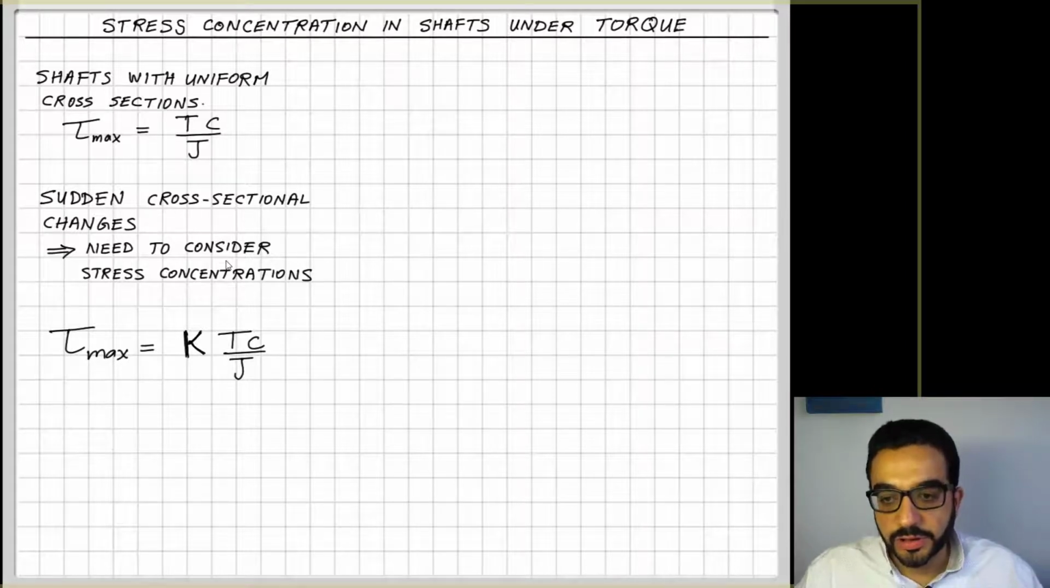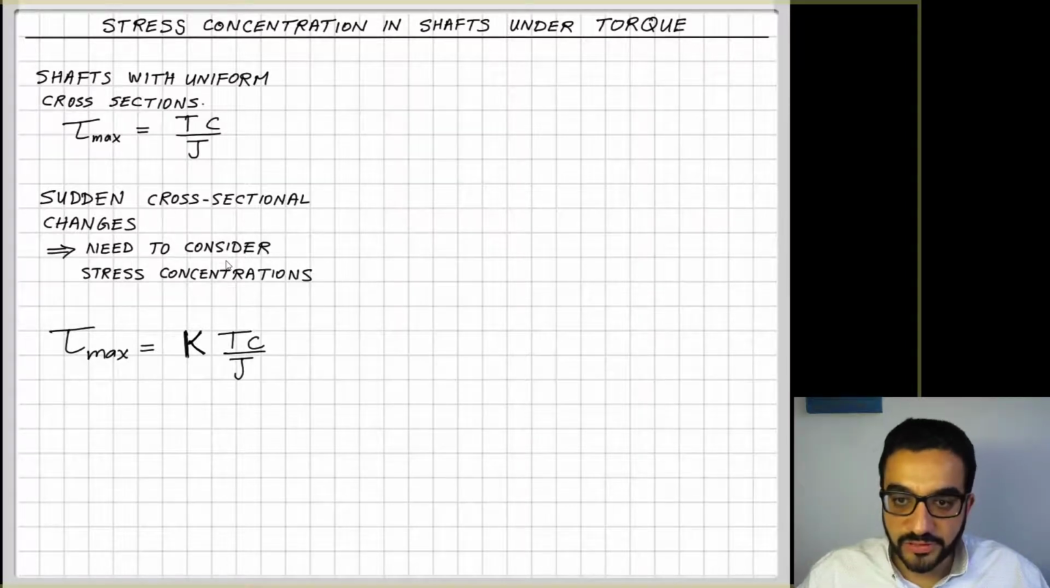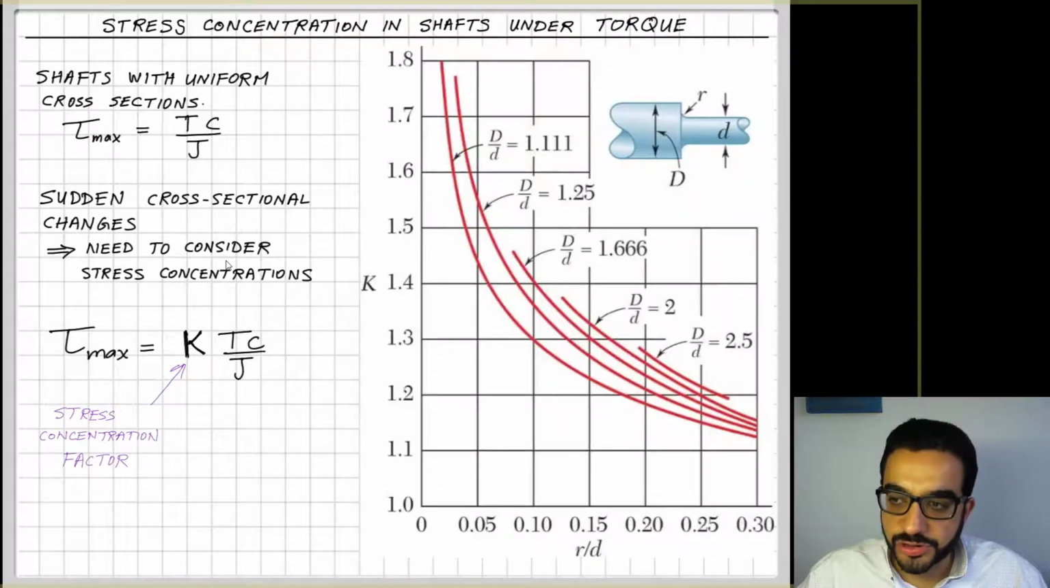So here also, the formula tau max equals Tc over J is not valid. We need to adjust the value by a factor called K. K here is the stress concentration factor that we can get from charts, again similar to axially loaded members. You can see the chart here. The horizontal axis is r over d, where r is the radius of this fillet.